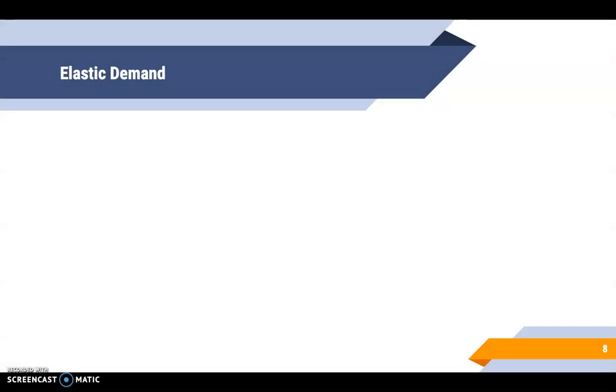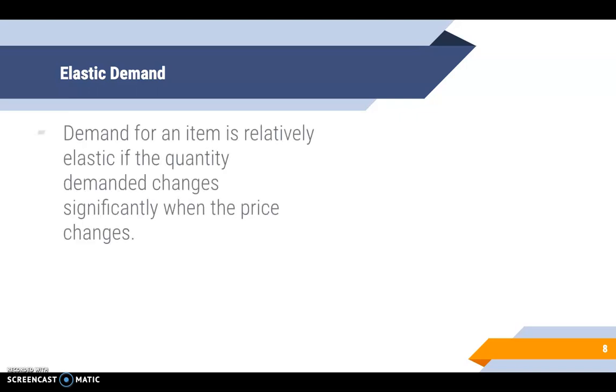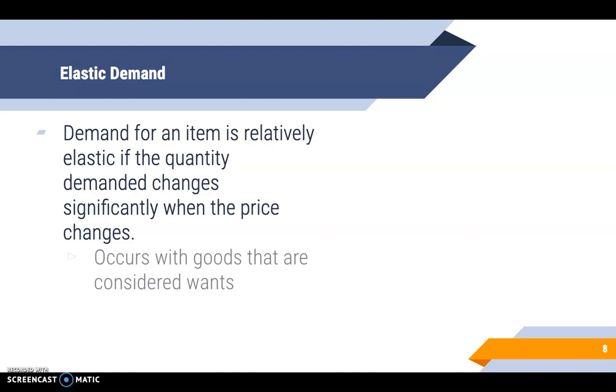Let's look at elastic demand. So keeping in that rubber band line, if the rubber band is elastic, if I stretch it, it'll stretch really big and large, so it can change its shape. So demand for an item is relatively elastic if the quantity demanded changes significantly when the price changes. So when the price goes up, people don't want to buy it anymore. When the price goes down, a lot of people want to buy it.